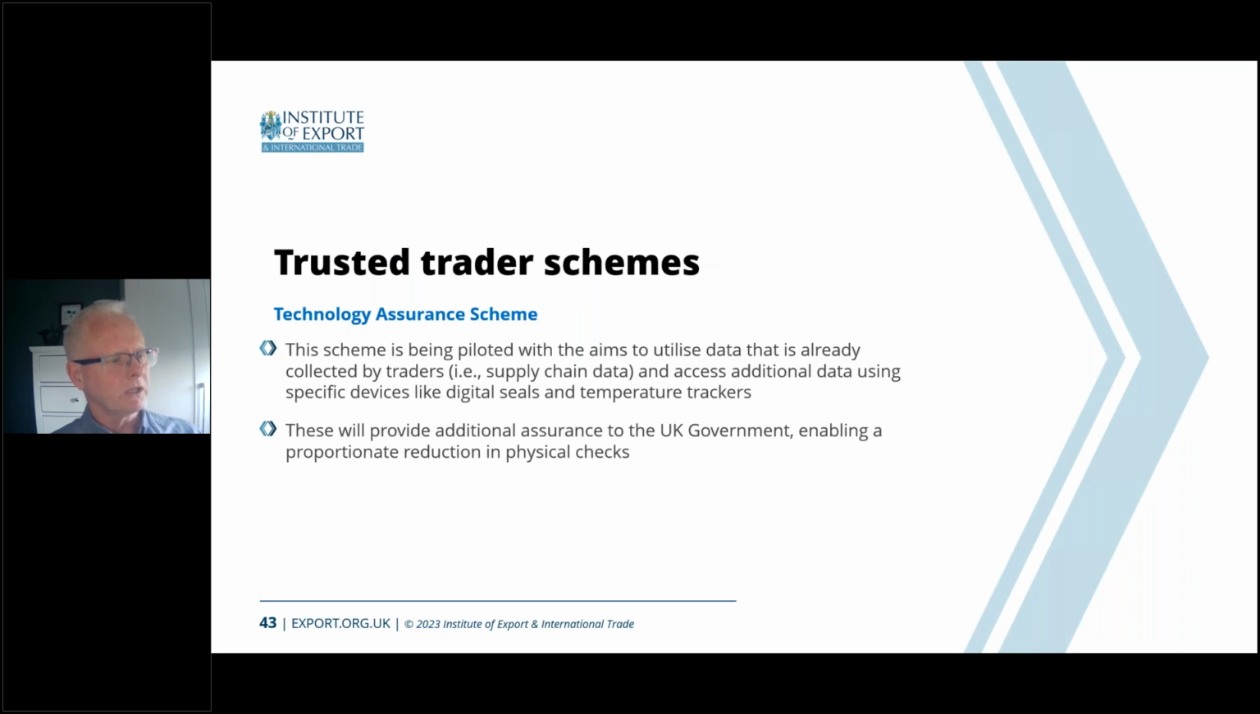So the other scheme is a technology assurance scheme. This scheme is being piloted with the aims to utilise data that is already collected by traders, i.e. supply chain data, and access additional data using specific devices, as I mentioned before, like digital seals or temperature trackers. This will provide additional assurance to the UK government, enabling a proportionate reduction in physical checks.